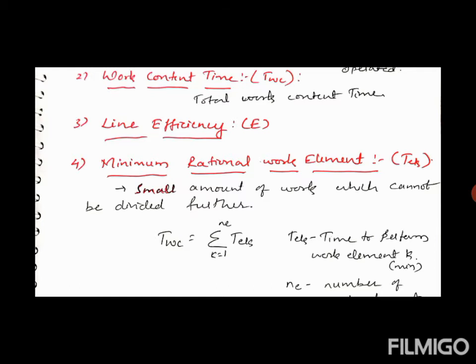So like that, any of the work elements, for example, it may be a step of drilling, holing, tapping, any step which cannot be divided further, I mean, which can't be done in different steps. So that work we call a minimum rational work element, TE.